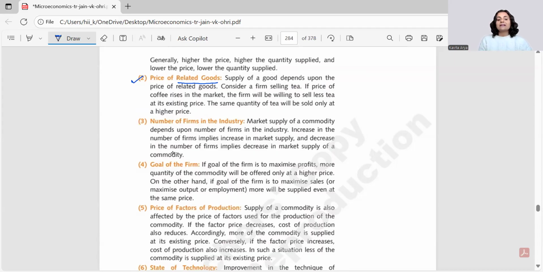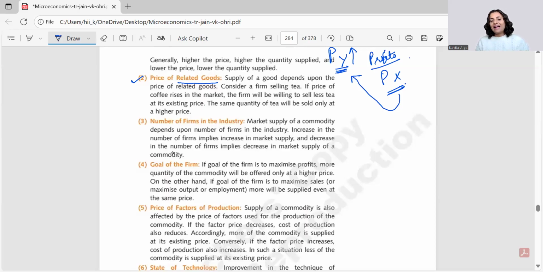It simply says that, now listen, if he is dealing in good X, right, and the related goods are say Y, and the prices of Y are going higher, it means Y has got a better potential of profits as compared to X. So there is a good chance that if he is dealing in X, he is lured by this Y and he switches to Y. So what would be the result if the prices of Y are higher? That the supply of X would fall.